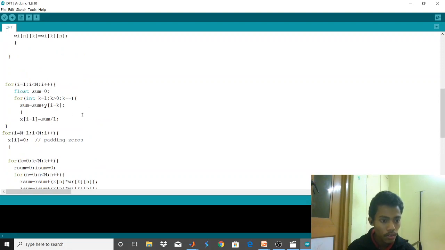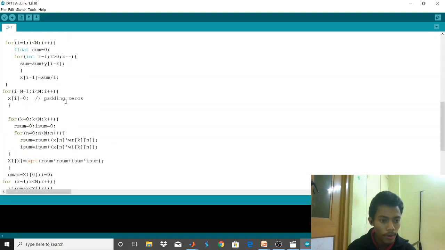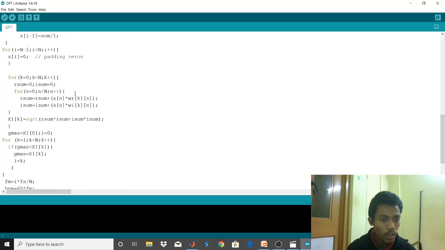After calculating that, first I will smooth my signal. This is the moving average filter. I am padding some zeros to maintain the length equal to capital N. Then I want to calculate capital X, so I multiply my signal column with W, and I want to plot the magnitude spectra.